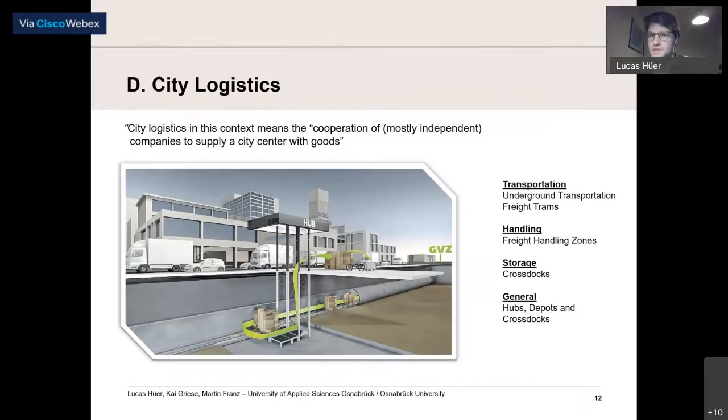For example, in Dresden, there is the tram that takes the freight from house to house, or there are cross docks that are in front of city centers or some kind of hub and spoke systems.